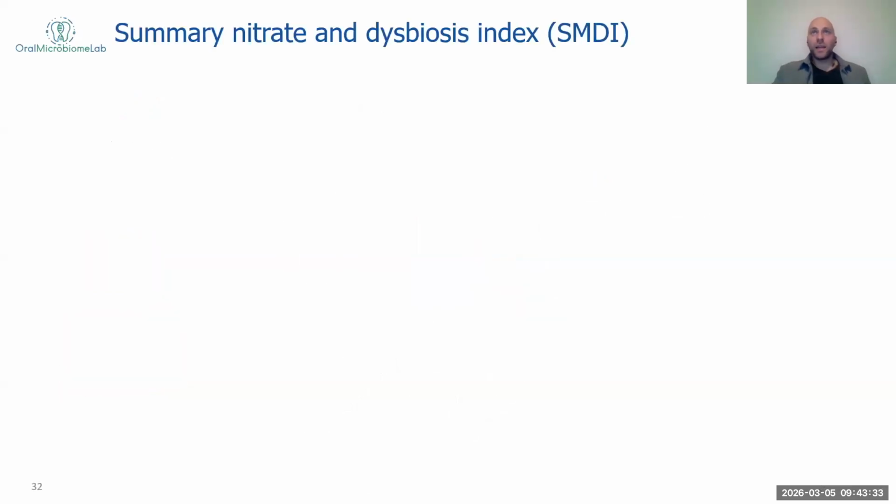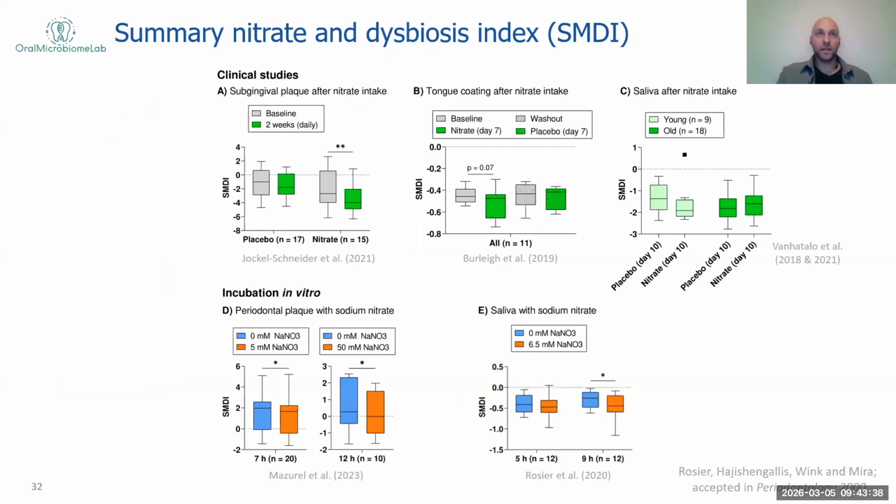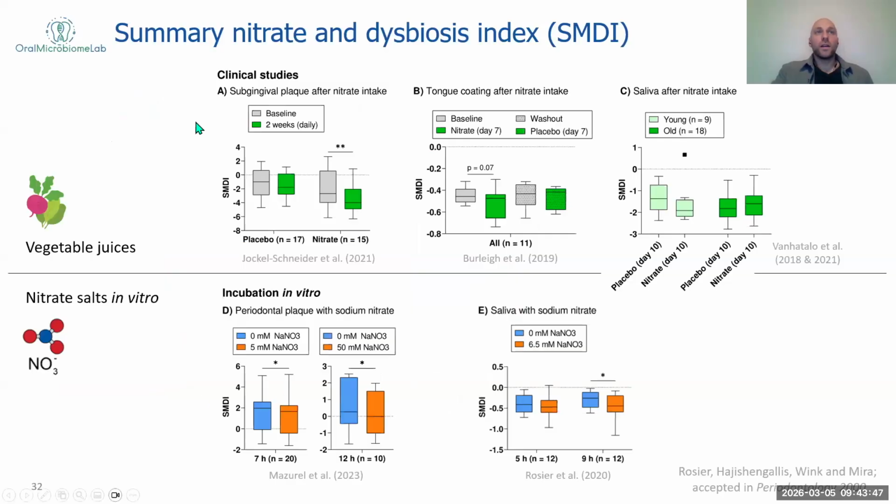Okay, getting back to the dysbiosis index, here we have a summary of, well, not all studies, different studies looking at the effect of nitrate on oral communities. And here at the top, we have studies giving vegetable juices to individuals in a clinical setting. And here at the bottom, we have studies in which oral samples were incubated with nitrates. And there are different samples over here.